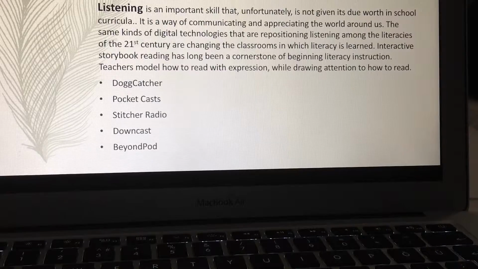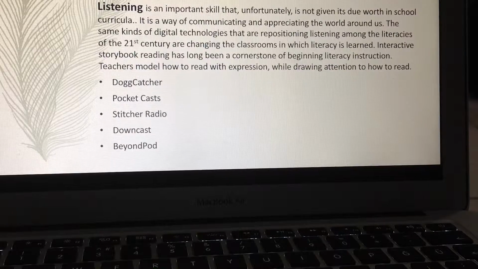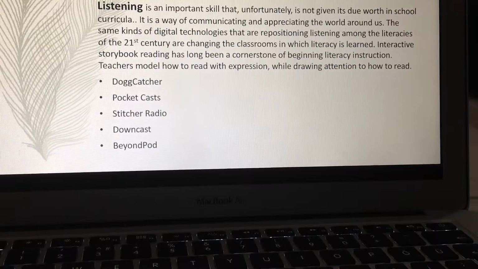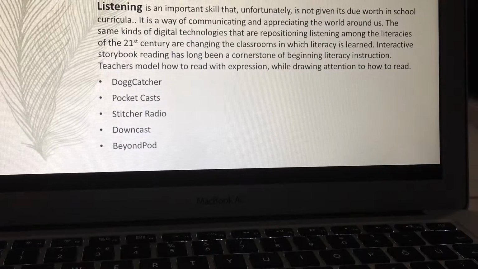Interactive storybook reading has long been a cornerstone of beginning literacy instruction. Teachers model how to read with expression while drawing attention to how to read. Dogcatcher, Pocket Casts, Stitcher Radio, Downcast, Beyond Pod.